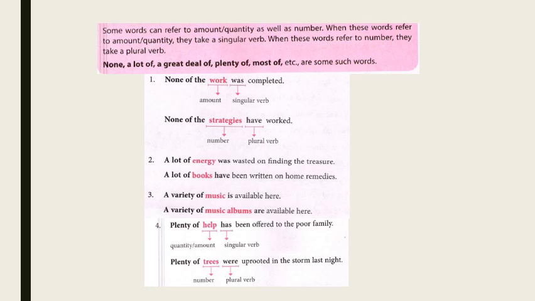A plenty of help has been offered to the poor family. Help is a quantity or amount. Plenty of trees, again trees are a number, that is a countable noun. So we use a plural verb.